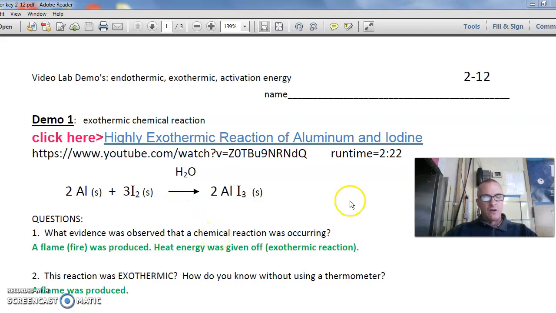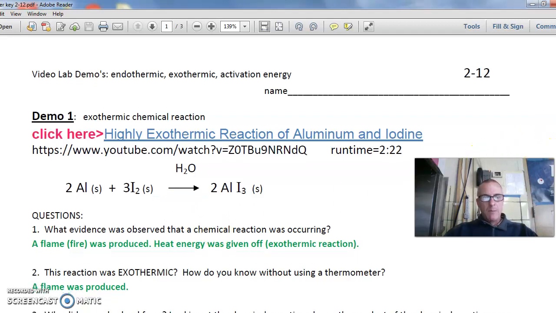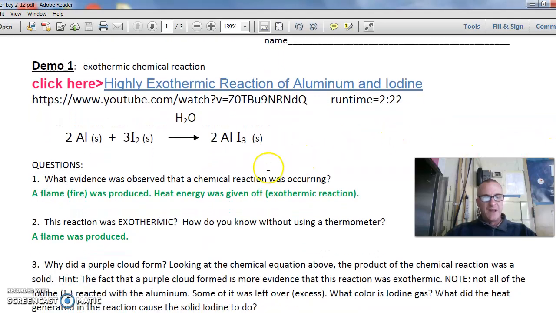So how do we know what kind of reaction was happening here? We saw all kinds of things happening, but namely we saw a big flame jumping out of the chemical reaction. It was difficult to see if there were color changes because we started with aluminum and iodine, and the product was being blocked by the flames and that purple gas coming out of the reaction. But there would have been a color change.